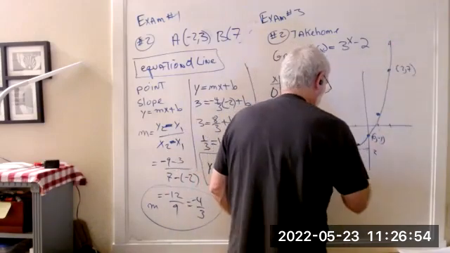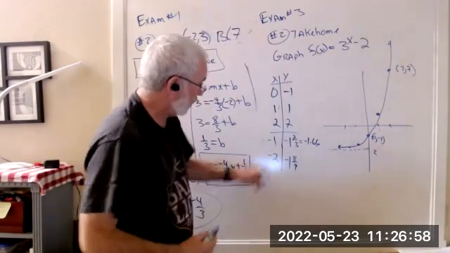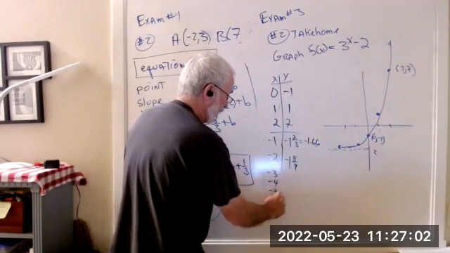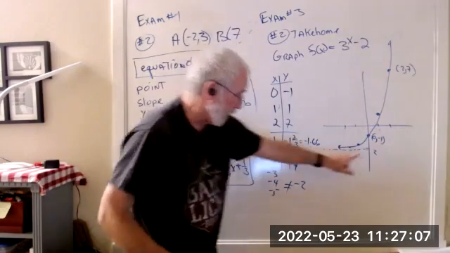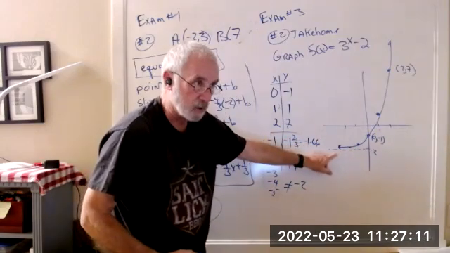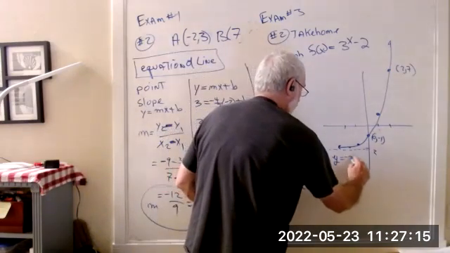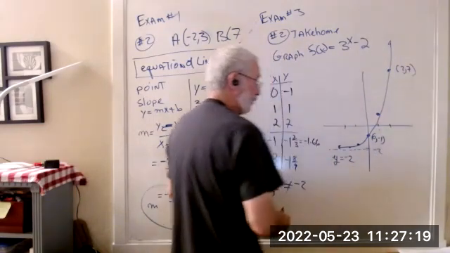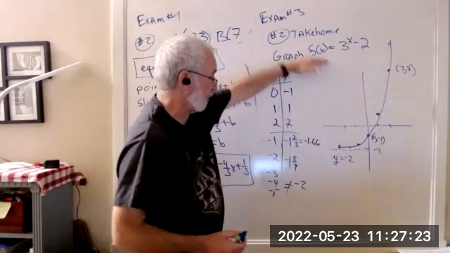Okay. Notice the asymptote: no matter how small x gets, if x is negative 3, negative 4, negative 5, it will never equal negative 2. It will keep getting closer and closer to negative 2, but never equal it. So this asymptote, y equals negative 2, is our asymptote for this problem. And that's the basic graph for this shape.